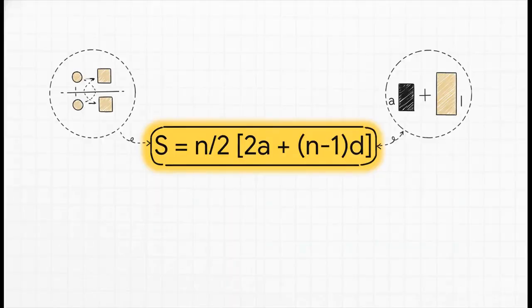Now, here's the best part. That amazing trick from Gauss? It gives us a universal formula for finding the sum of any arithmetic progression. I know it looks a little complicated, but it's really just doing the same brilliant pairing logic. S is our sum, N is how many terms we have, A is our start, and D is our step.